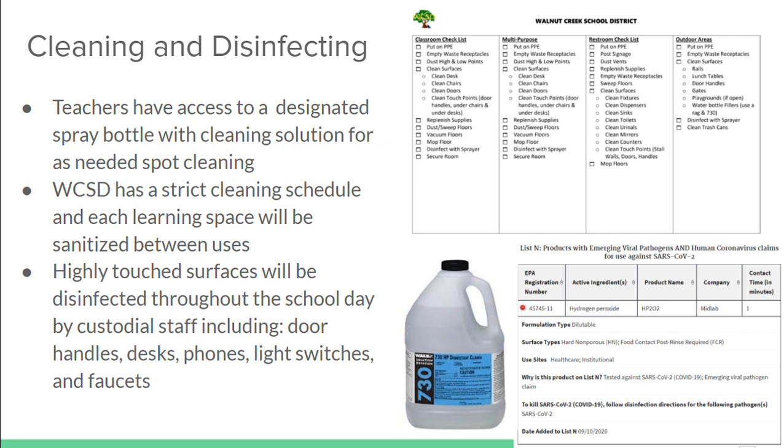On the bottom right of the screen, you can see the disinfectant that we will mainly be using, and this is the disinfectant that teachers will have access to. It's the 730 HP disinfectant cleaner. The active ingredient is hydrogen peroxide. It is List N, which means it's EPA approved to disinfect COVID-19, and it has a COVID-19 kill time of 1 minute. So after being on a surface for 1 minute, then it has been confirmed to kill COVID-19.